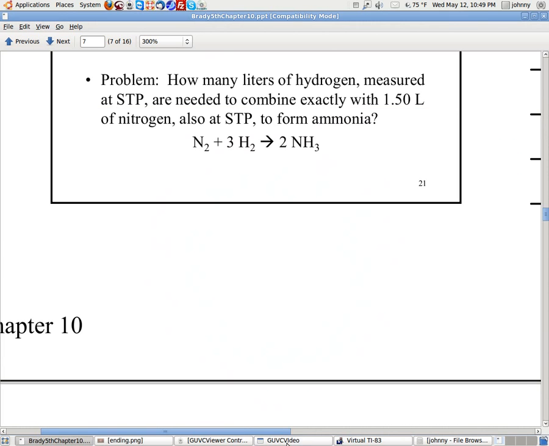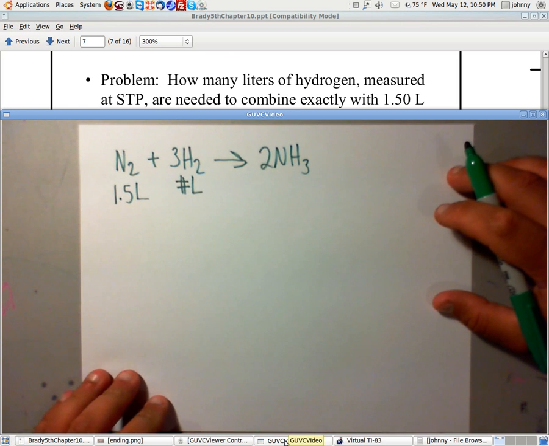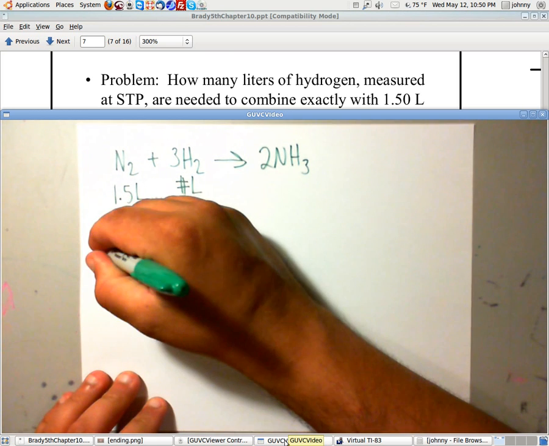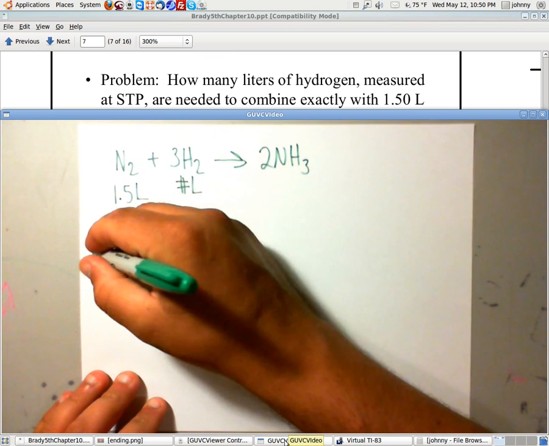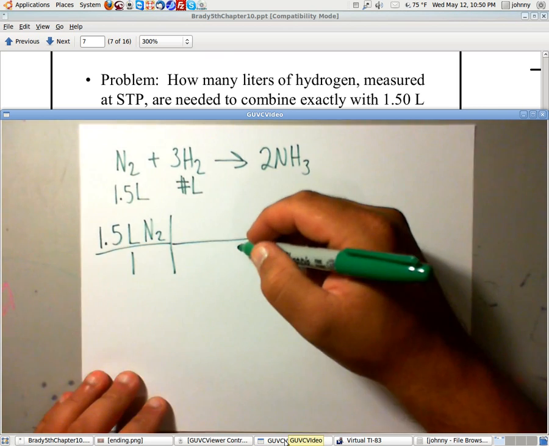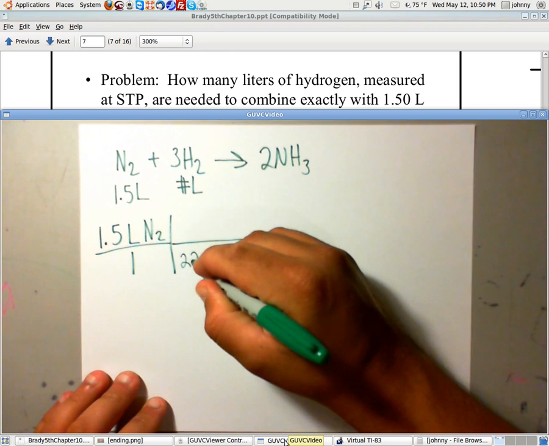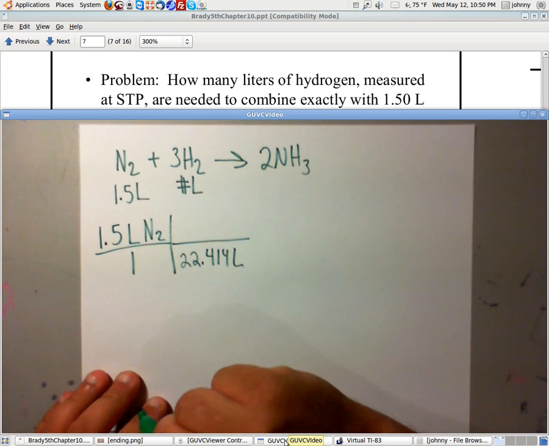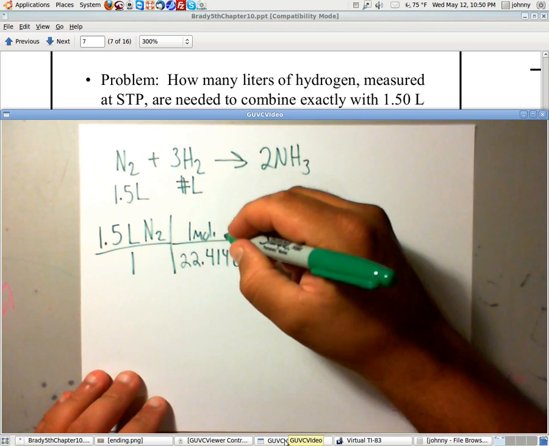Now, basically this is all that we have to do. This is going to seem kind of silly in some aspects, but hopefully we'll make a connection here. We were given 1.5 liters of N2. Now let's stop and think for a second. What do we know about liters? Well, they told us that there are 22.414 liters in what? Well, 1 mole. And in this case, it's 1 mole of N2.